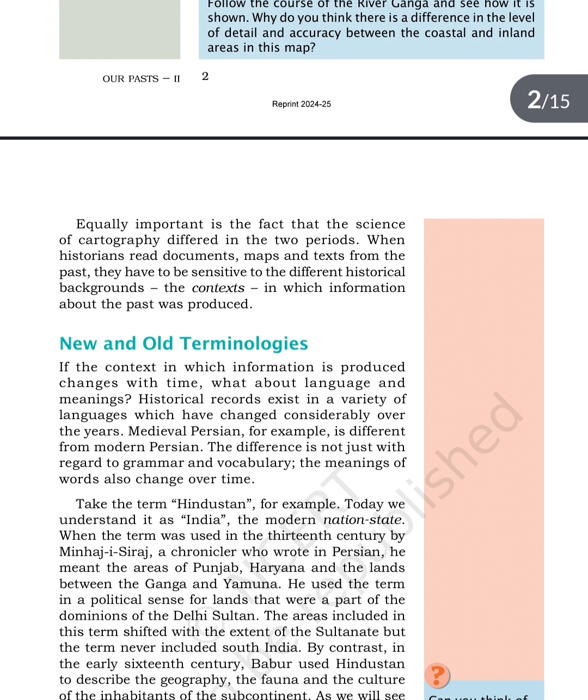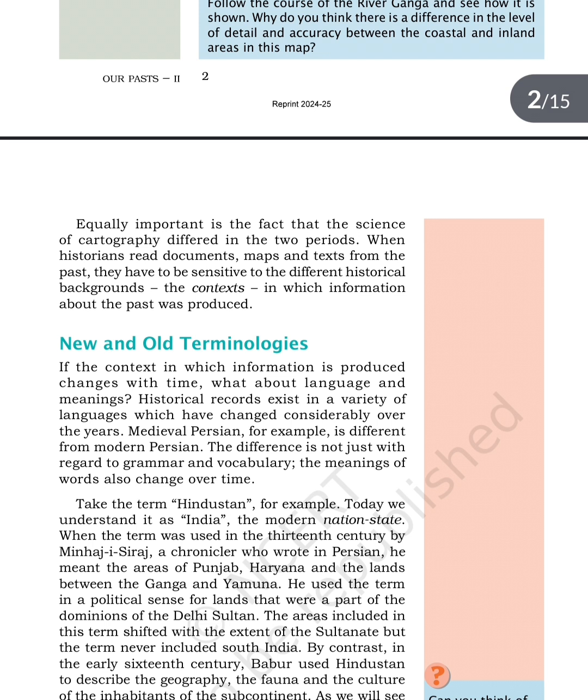By contrast, in the early 16th century, Babur used Hindustan to describe the geography, the fauna, and the culture of the inhabitants of the subcontinent. As we will see later in the chapter, this was somewhat similar to the way the 14th century poet Amir Khusrau used the word Hind. While the idea of a geographical and cultural entity like India did exist, the term Hindustan did not carry the political and national meanings which we associate with it today.